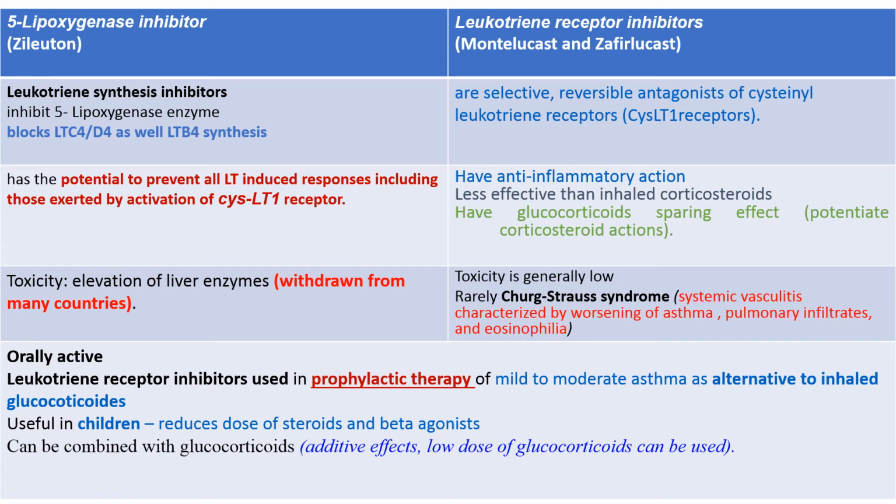And if at all you have to use inhaled corticosteroid in those categories, you can also go ahead and use a leukotriene receptor antagonist, because what these drugs do is that they actually reduce the dose that is required with the inhaled corticosteroid, or even with the beta 2 agonist agents. Or they can be combined with the glucocorticoids, because they have an additive effect. And also, as I have told you, along with a leukotriene receptor antagonist, you can use low dosage of glucocorticoids.